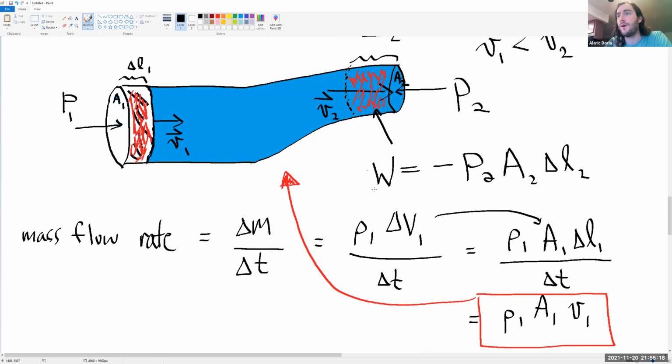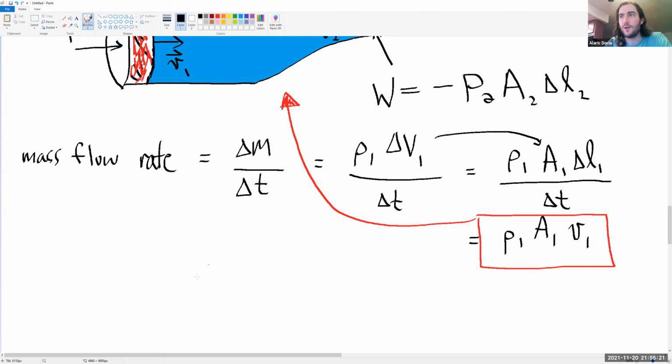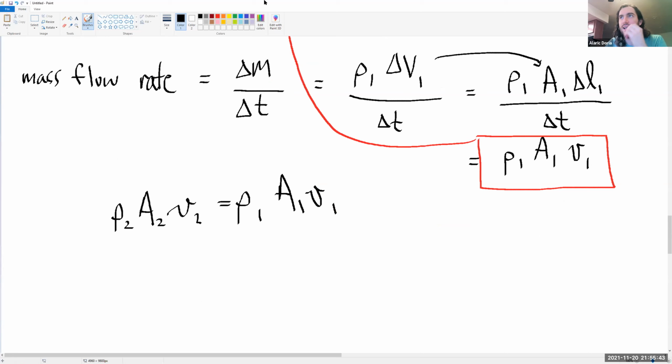And so from the mass flow rate idea, mass must be conserved here. For an incompressible fluid, there can't be any buildup. It can't get any more dense. Then we have the statement that rho 2, A2, V2 must be the same as rho 1, A1, V1. And then, like I said, if we have an incompressible fluid, rho 1 has to be equal to rho 2.